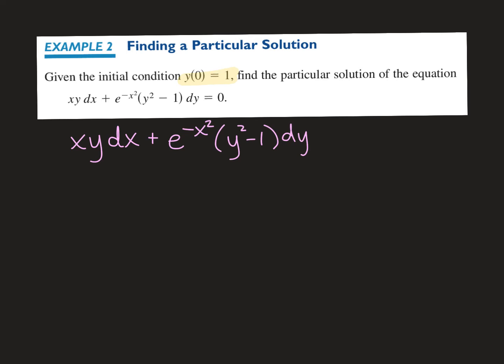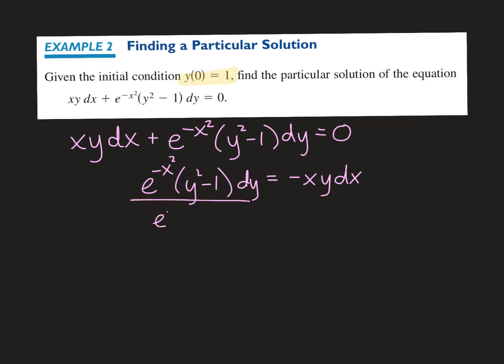So getting started with this, we want to see how we can separate our variables. We kind of have a lot going on. Oh, and it's equal to 0. So I'm going to first subtract this term. I know there's still a y in it, but it has an x and a dx in it, so I'm going to get that over to the right-hand side. So now from here, what we can do is divide both sides by this guy right here. So we'll divide both sides by e to the negative x squared.